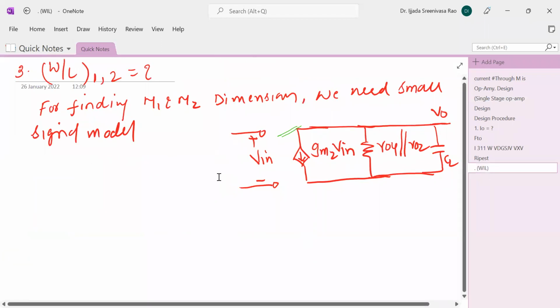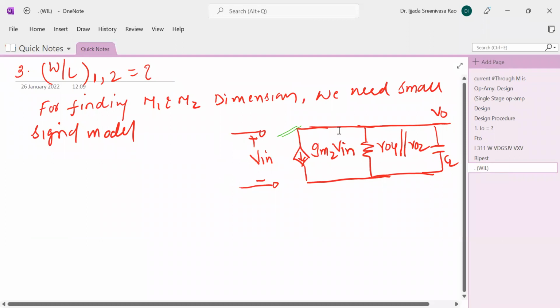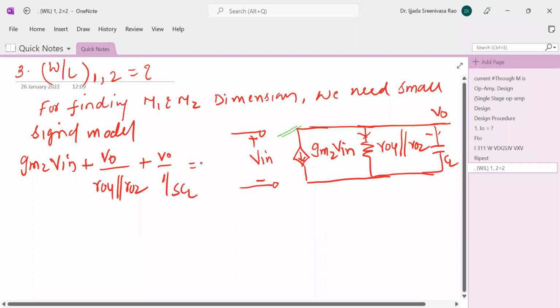Okay. So then find the transfer function. From this circuit, you can write the currents in all branches. One current is GM2 V in. Plus one more current is through this resistor, so V naught by R04 parallel with R02. Plus one more current is the current through the CL capacitor, so V naught by 1 by impedance of CL, which is SCL.